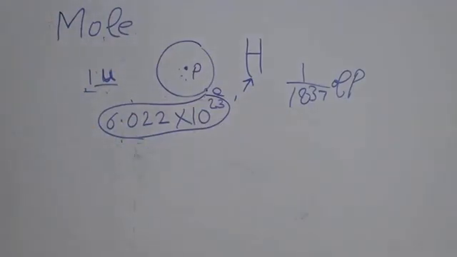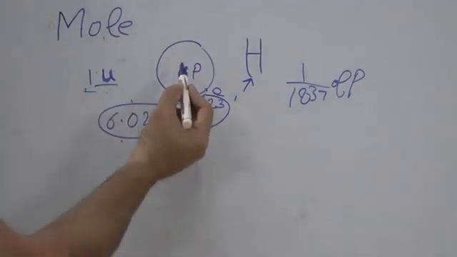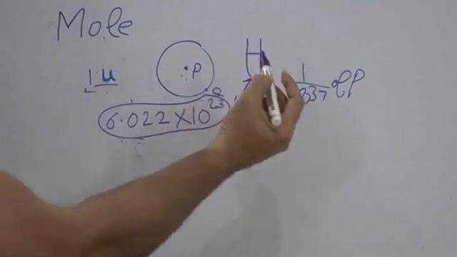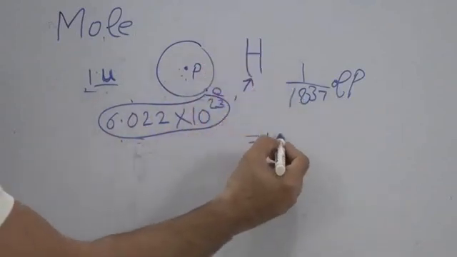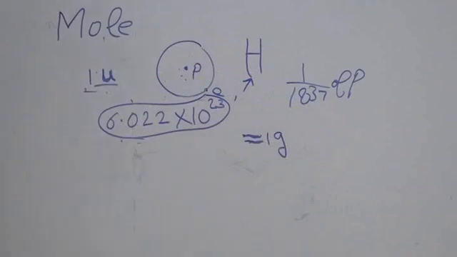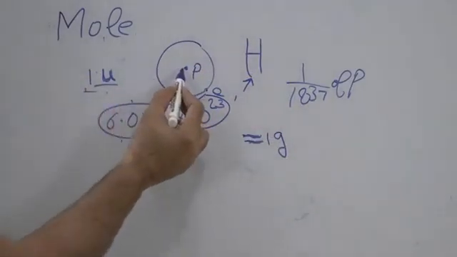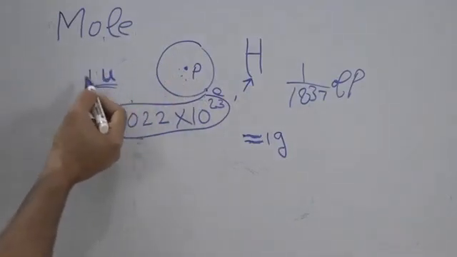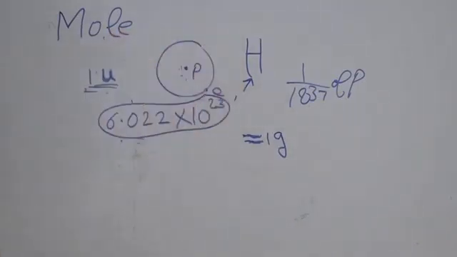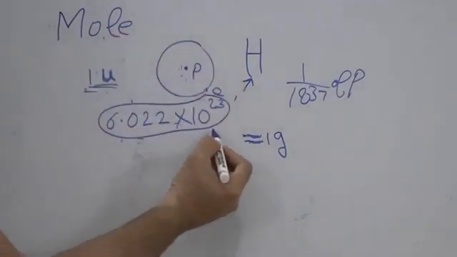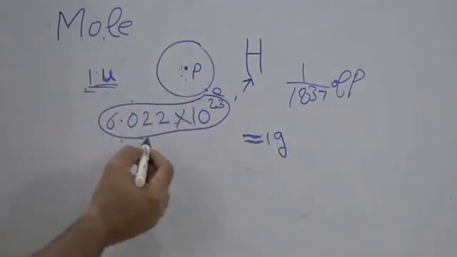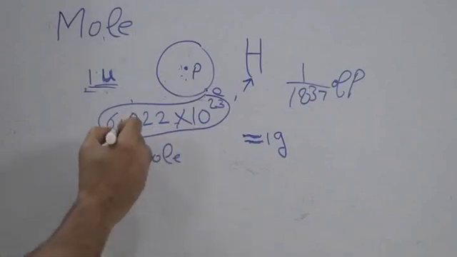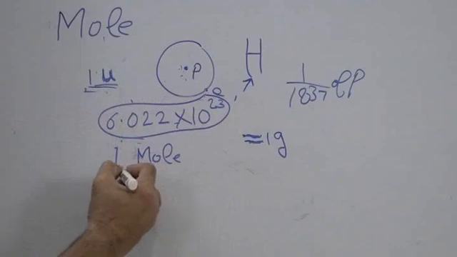Let us go ahead. So what do we conclude? That this many hydrogen atoms weigh approximately 1 gram. And to measure this mass, we have devised a new unit, 1 U. Therefore, this many U would be 1 gram. For the sake of brevity, we can name this number mole. 1 mole.